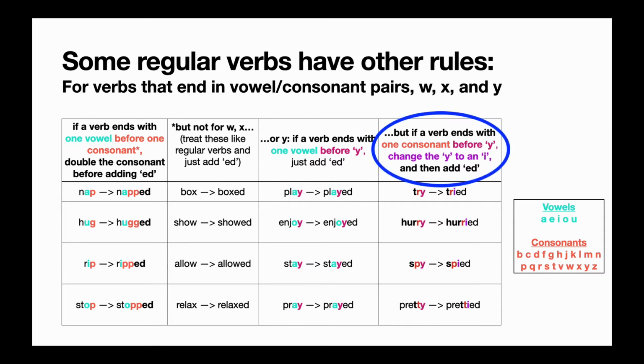However, if you have a consonant before the Y, like in try, then we have to change the Y into the letter I and then add ed. So try becomes tried, or hurry, to move fast, becomes hurried. And the same with spy or pretty. Okay? These are just some rules that you will have to remember for when you are writing and trying to spell your past tense verbs correctly.